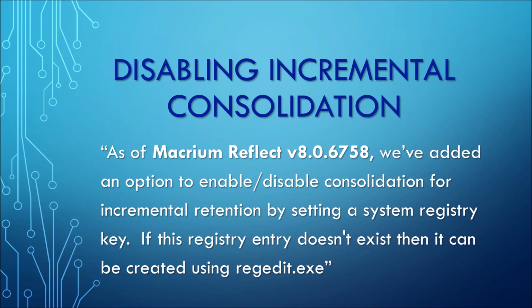There wasn't a way of disabling the consolidation until version 8, and I got a reply back from them as of Reflect 8.6758. We've added an option to disable consolidation for incremental retention by setting a system registry key, and if this key entry doesn't exist, then it can be created using regedit.